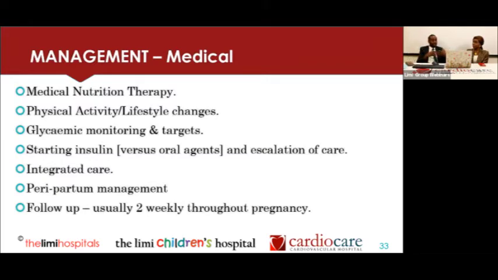She's talked a bit about physical activity and lifestyle changes as well. Of course, the glucose needs to be monitored and the patients need to understand the targets, but the doctor needs to understand the targets as well. Of course, we should know when we need to start insulin, when we need to escalate the care. Overall, the care has to be integrated, and the patient has to be at the center of the care.